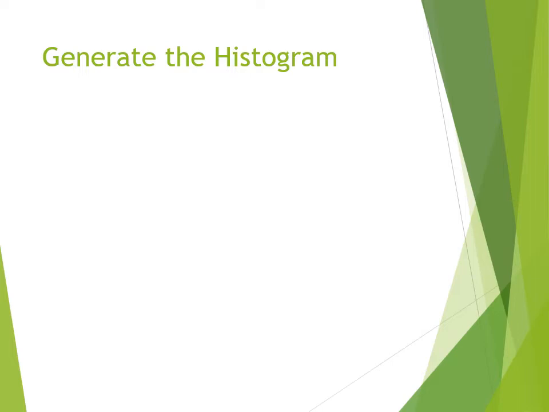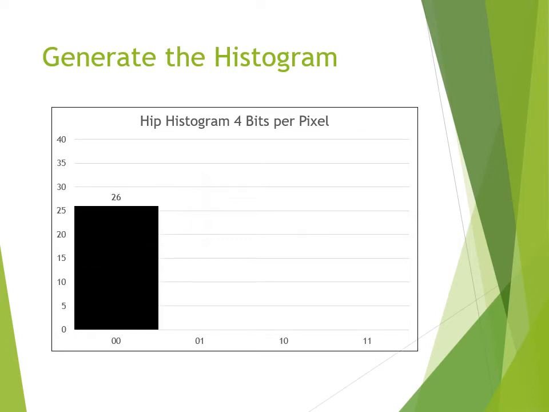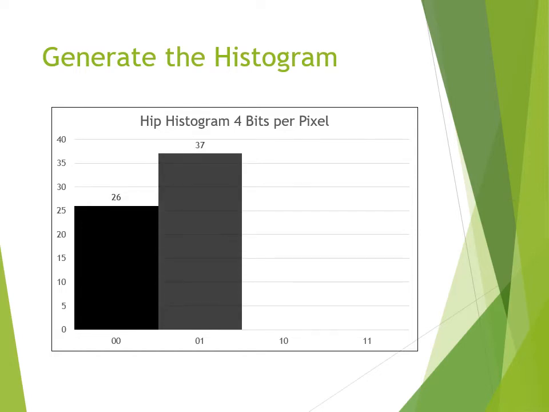All the pixels are now counted, and we are ready to generate a histogram of the image. To begin, let's draw a background to display our data. Most histograms I've seen omit this step. Now let's draw a black bar of 26 units high, and a dark gray bar 37 units high, and a light gray bar of 18 units high, and finally a white bar that is 23 units high.